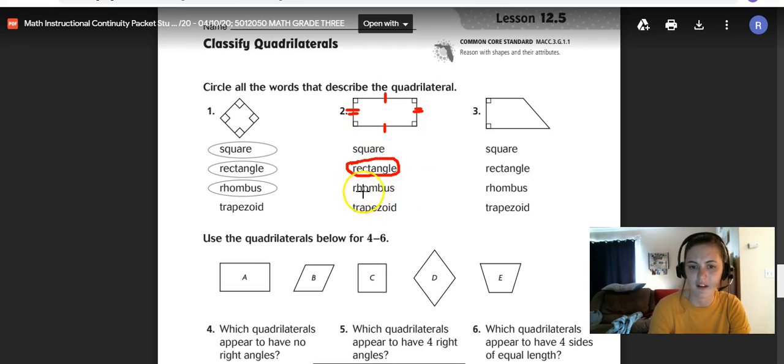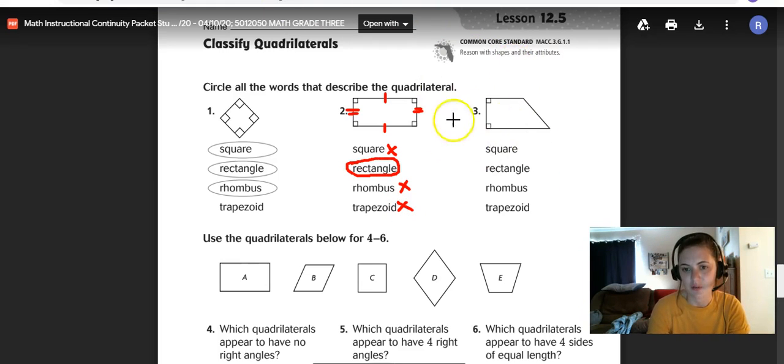It cannot be considered a rhombus because it doesn't have the four equal sides. Same reason it can't be considered a square. It can't be considered a square because it doesn't have four equal sides. And a trapezoid we know is all by itself in that category, so it cannot be considered a trapezoid either.